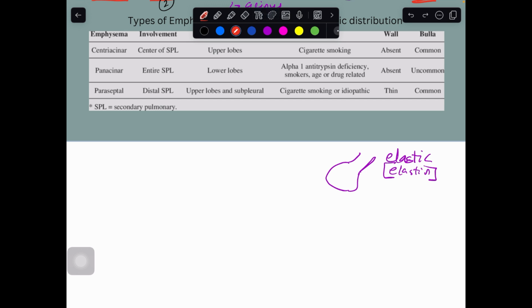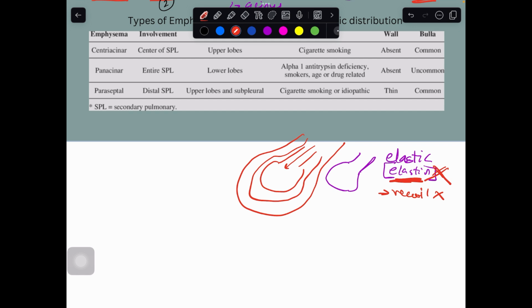If there is damage to the wall, the elastin will be destroyed. So here my elastin is destroyed. If the elastin is destroyed, my recoiling ability is gone. Therefore, this alveoli will be filled with air, dilate, and won't be able to push the air out properly because it lost its elasticity. That's why it will continue to dilate, because there is no recoiling ability.